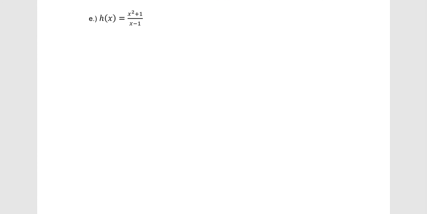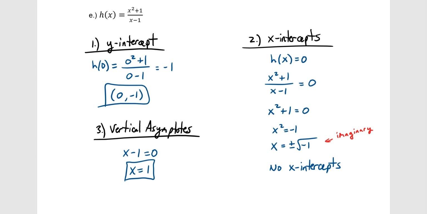Okay, the next one, once again, I'm just going to fill out the y-intercept, x-intercepts, and the vertical asymptotes. So just notice that this cannot be factored. The numerator is not a difference of squares. There's an addition sign, so we cannot factor it that way. So for the y-intercept, we get 0, -1.